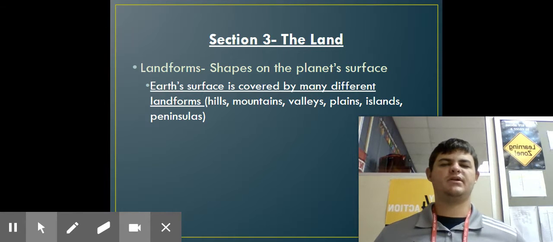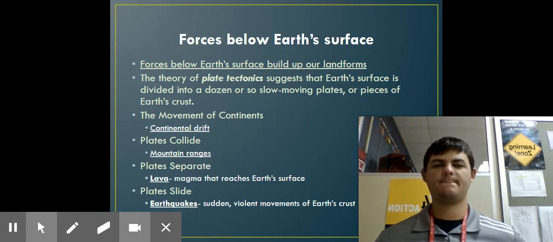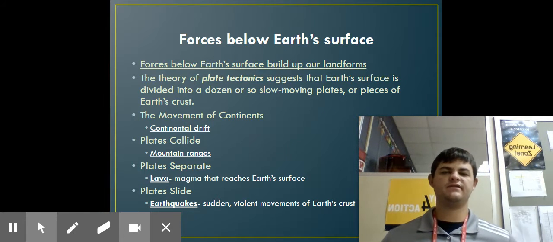Landforms are shapes on the planet's surface. So, Earth's surface is covered by many different landforms: hills, mountains, valleys, plains, islands, peninsulas, water that we've talked about, fresh water, ocean water, all of this stuff would be landforms. And these landforms have been influenced by forces below Earth's surface. So forces below Earth's surface build up our landforms.